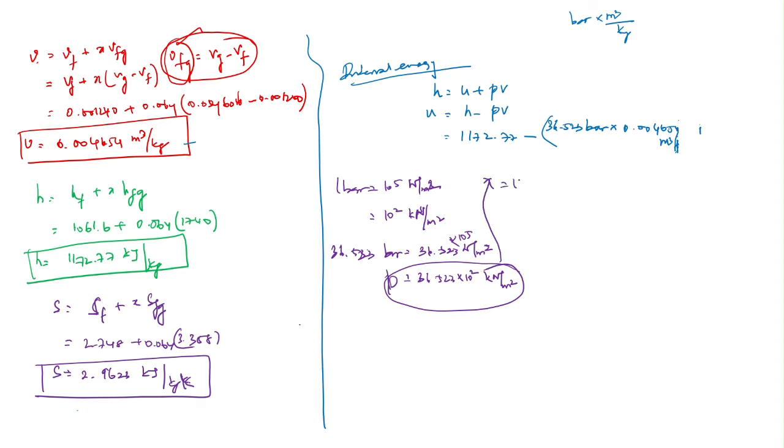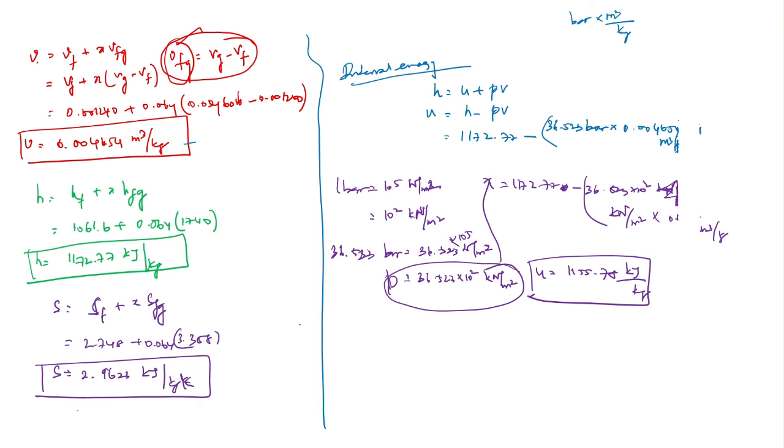So 1172.77 minus this pressure, 36.523 into 10 to the power of 2 kilonewton per meter square, into the specific volume, whose unit is meter cube per kilogram. After substituting this value, finally you get the internal energy U equal to 1155.78 kilojoule per kilogram.